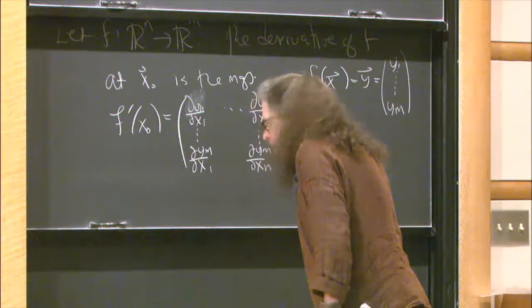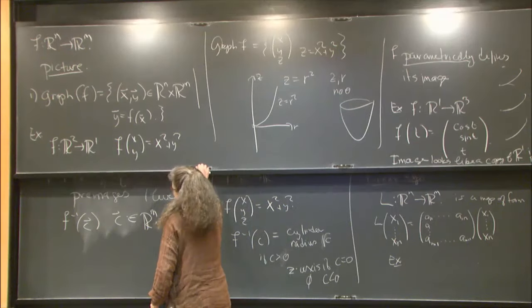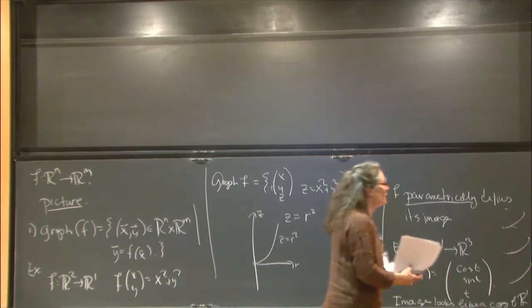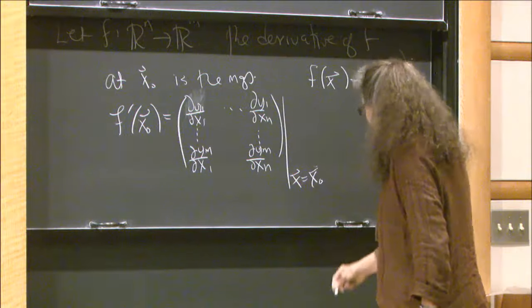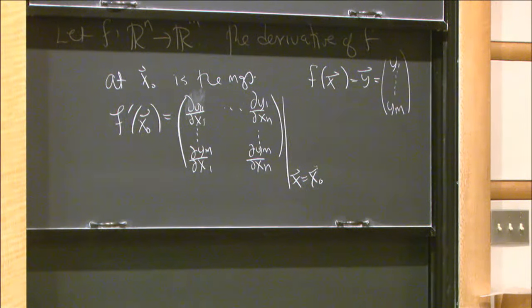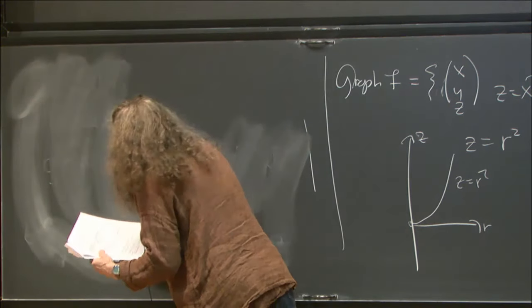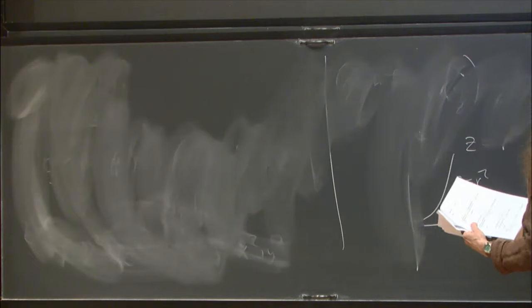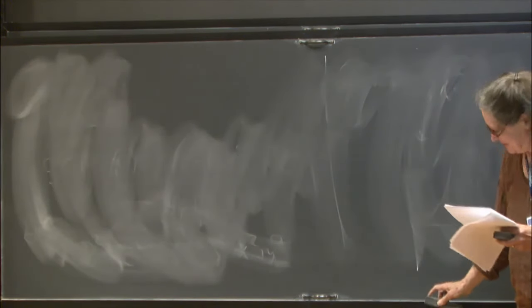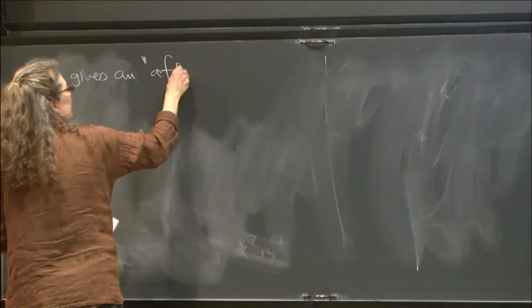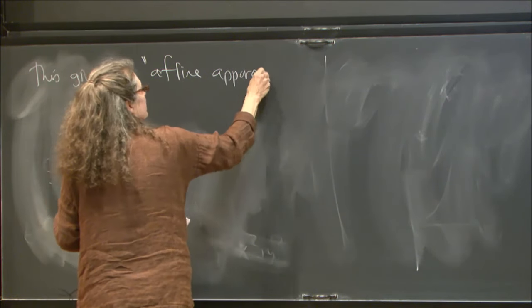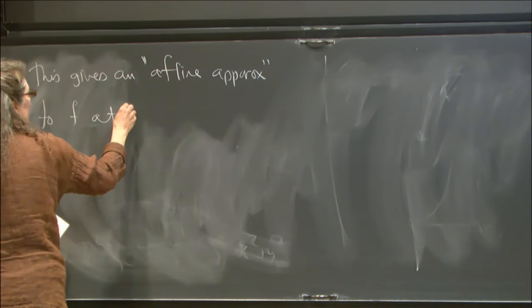And the importance of this is it gives us a linear and affine approximation for the function. I guess I should have said I want to evaluate this at a point, right? So we have all these partial derivatives, and we're going to evaluate them at x equals x naught. Okay, anybody have a question? All right. So this gives an affine approximation to f at the point x naught in the domain.